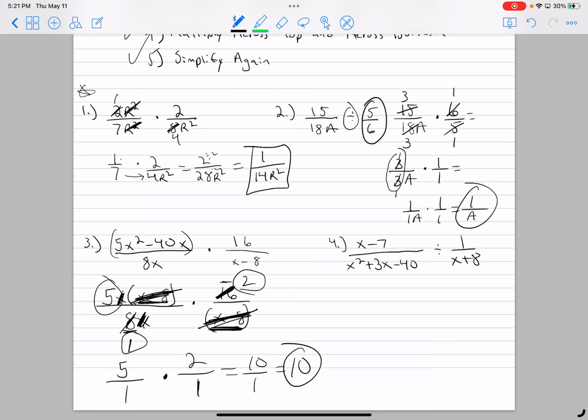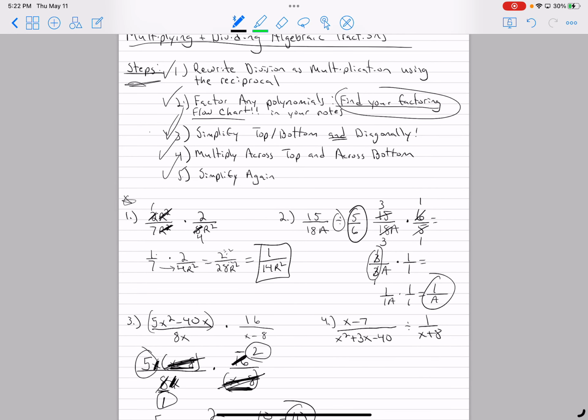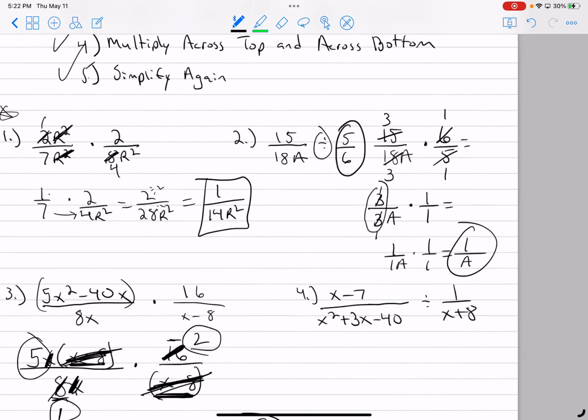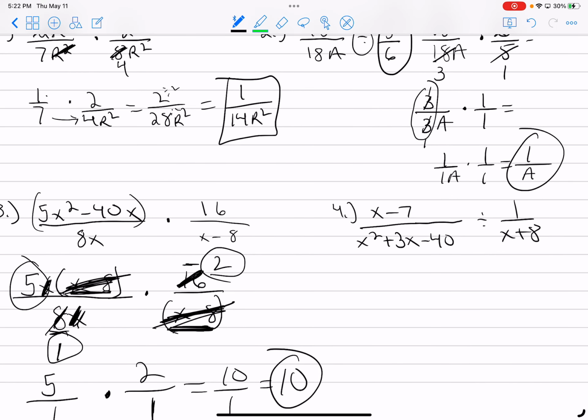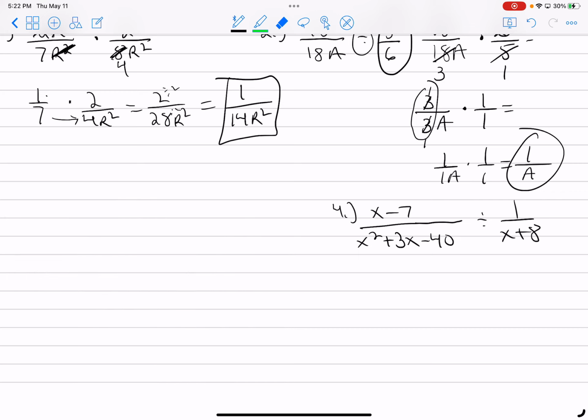Last one. Number 4. Rewrite division as multiplication using the reciprocal. Okay, let's do this. I'm going to erase some of this stuff because you've written it down and now you don't need it. So let's rewrite this. It says x minus 7 over x squared plus 3x minus 40 times, give me the reciprocal, x plus 8 over 1.